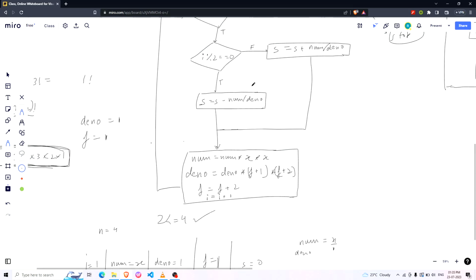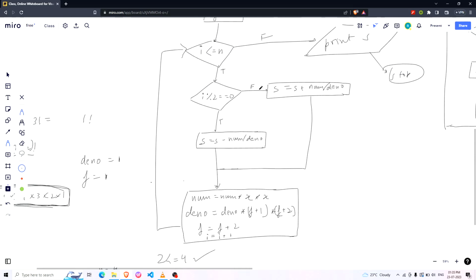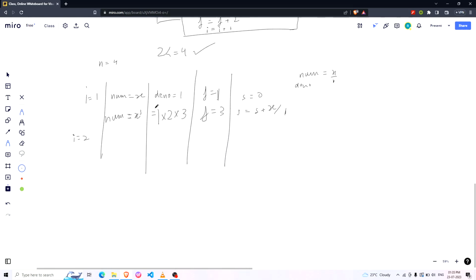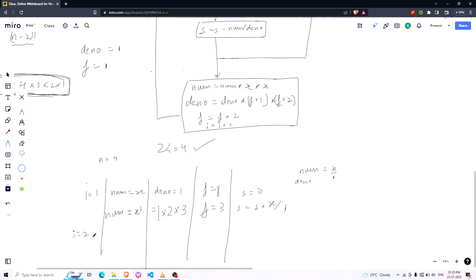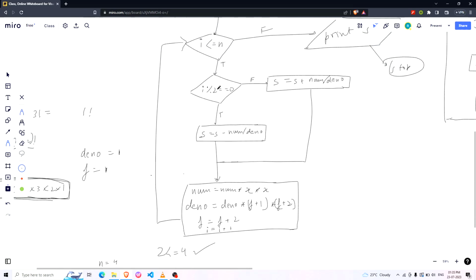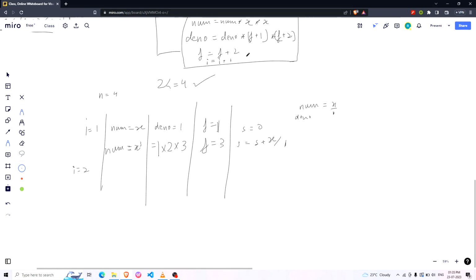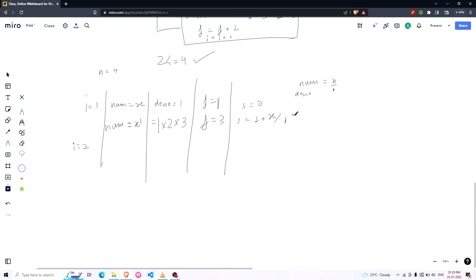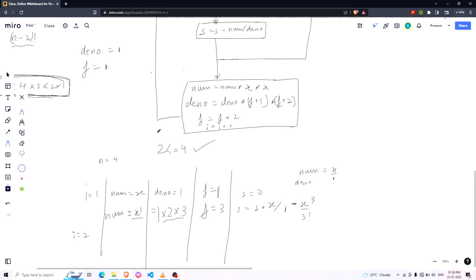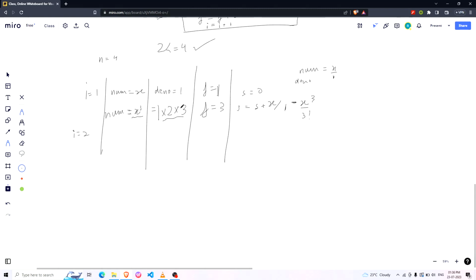Before that, we will add or subtract depending on the term number into the answer. So we'll check if 2 is divisible by 2, whether it is even. So yes, it is even. This time it will go here in the true condition and it will subtract numerator by denominator. Numerator is currently x cube and denominator is 3 factorial. So this will get subtracted. And after that we need to do this updation.